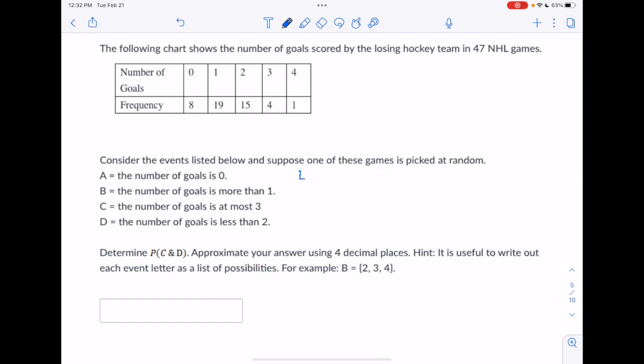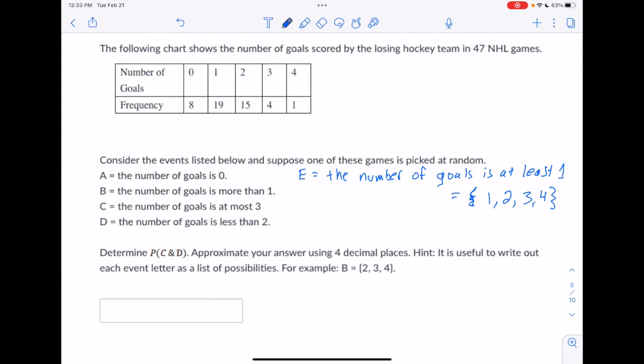We're going to add an event E to this list, and that event is going to be the number of goals scored is at least 1. Whenever you're dealing with these events, it's good to list out what that would mean. At least 1 means 1 or higher. So from that chart, 1 or higher becomes 1, 2, 3, or 4, because that's where the list stops. So that's what we've got.